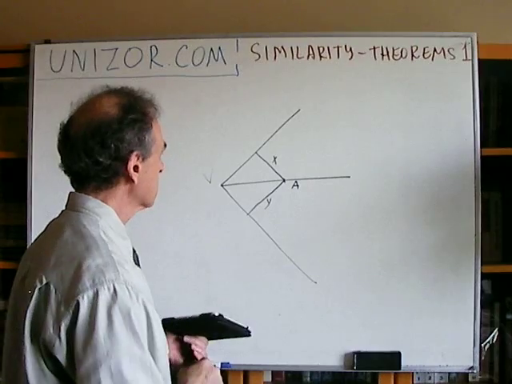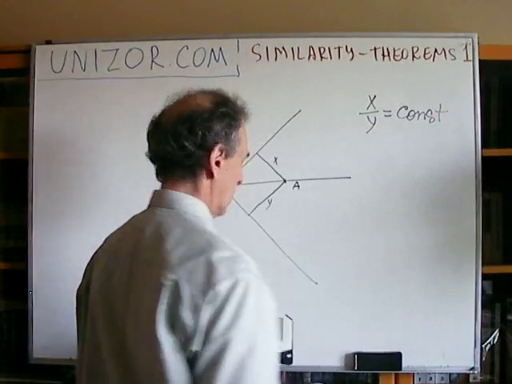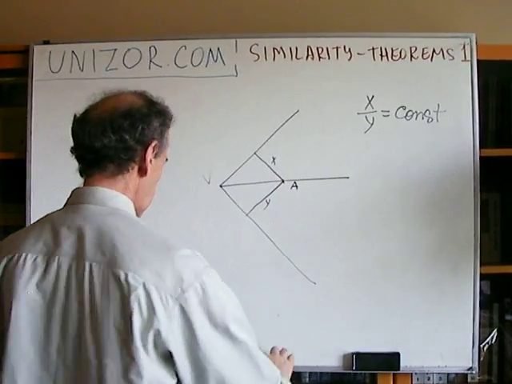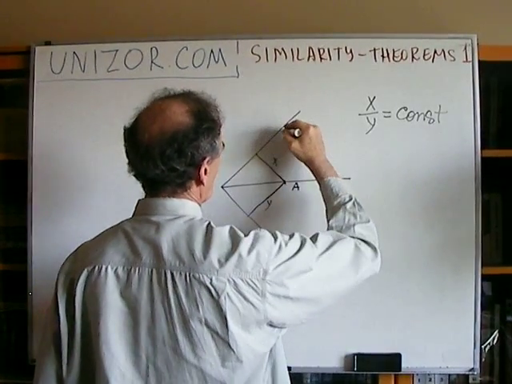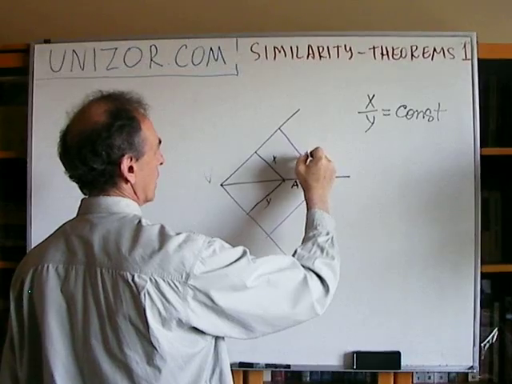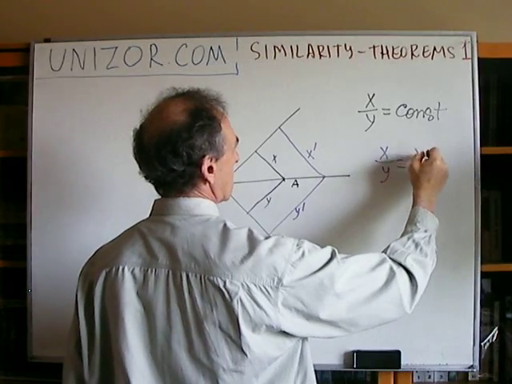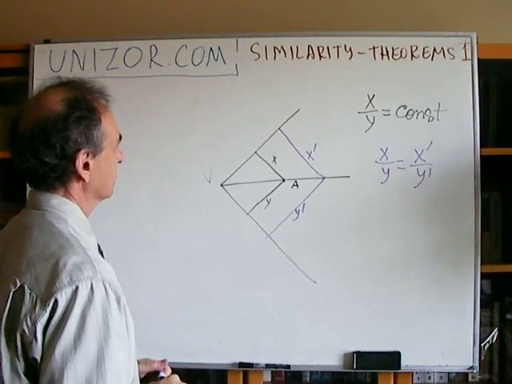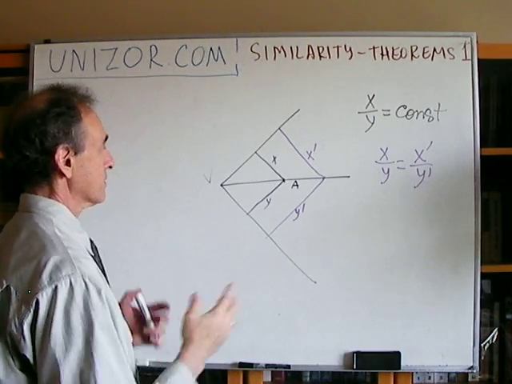Prove that the ratio x divided by y is constant regardless of the position of point A. So if I take another point somewhere here and draw another perpendicular and another perpendicular, and I have another x prime and y prime, then this theorem actually states that the ratio should stay the same. Well, now it's kind of obvious because, let's think about it.